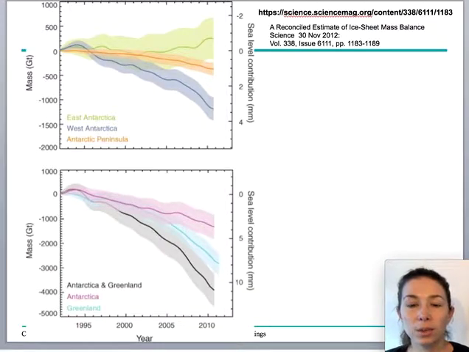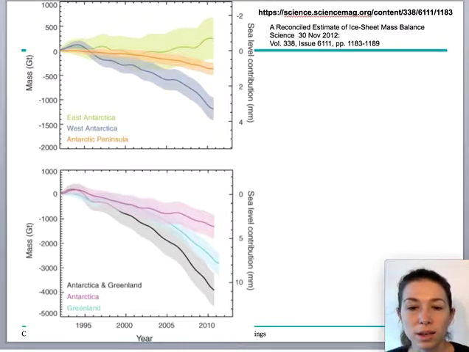Let's look at a quantification of that statement. So we can look at East Antarctica, West Antarctica, the Antarctic Peninsula, and some other regions, Greenland, Antarctica, etc. This study, published in Science in 2012, looked at the area over time, and they're showing you that, with the exception of that green region there, all the other regions that they looked at are actually getting smaller.